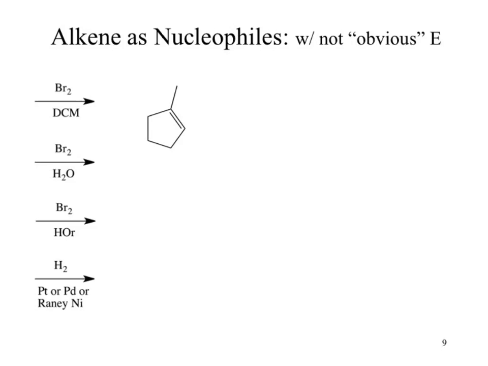So then the next part of this, which is probably the more important part, is how our alkene can act strictly as a nucleophile. And this is in the case with not obvious electrophiles. I know it seems a bit odd, but that's how our textbook has organized it. What do I mean by not obvious electrophiles?